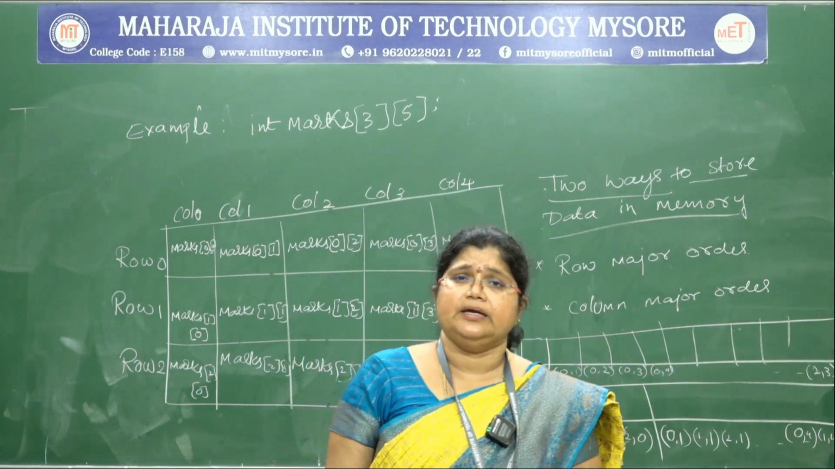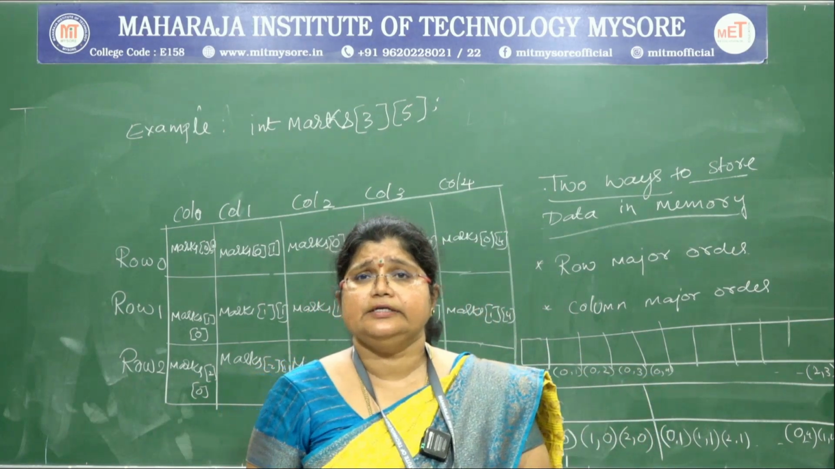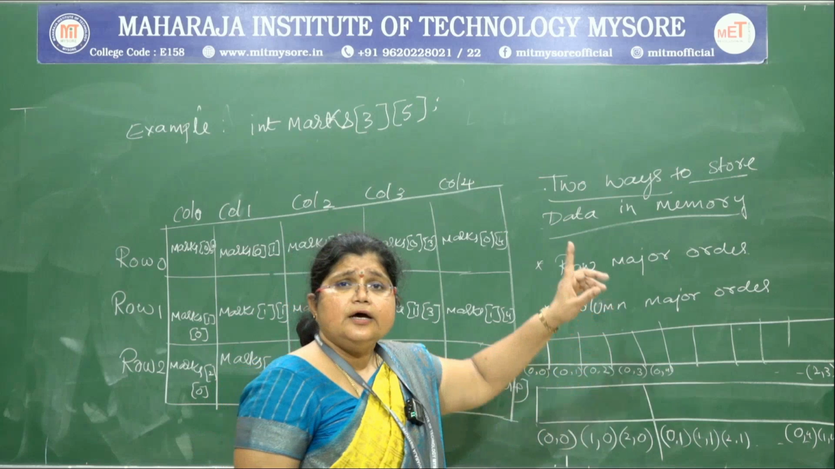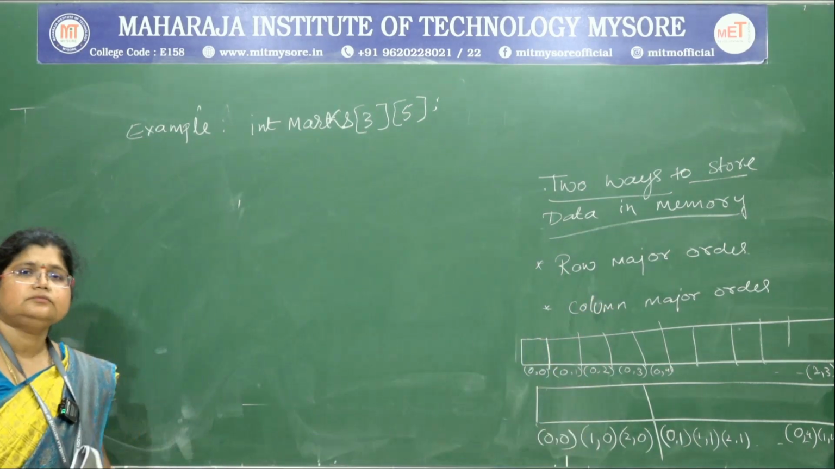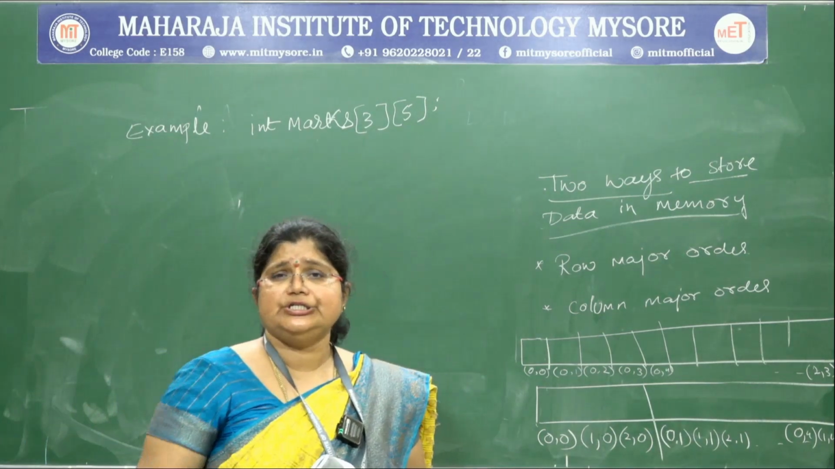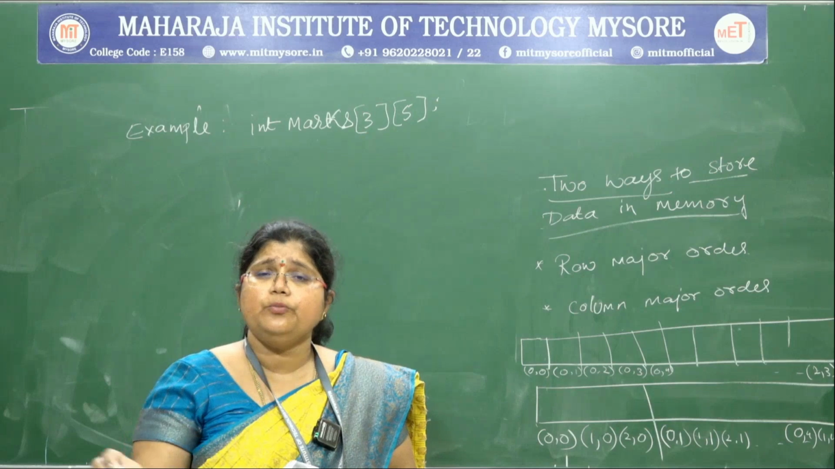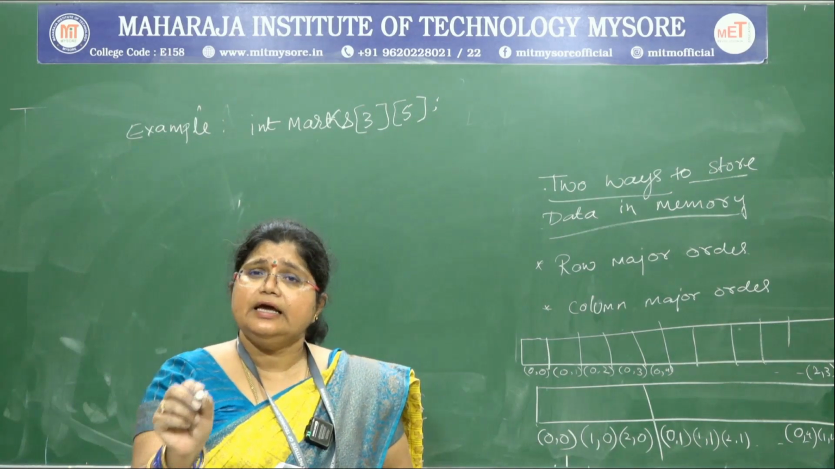In a sequential format. Now let us look at how the addressing of a memory location takes place in row major order and column major order, represented with a formula.